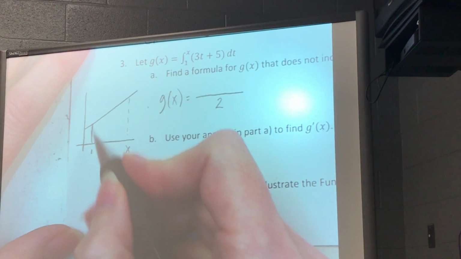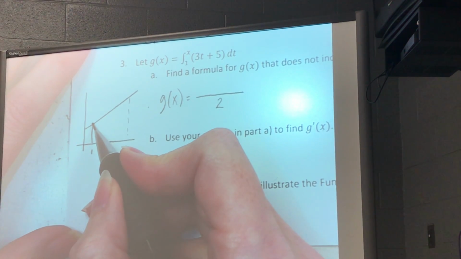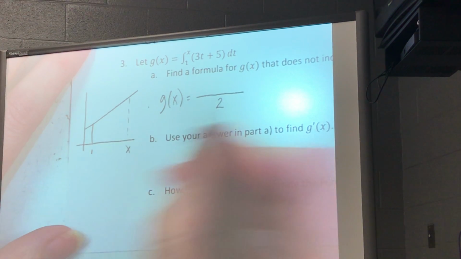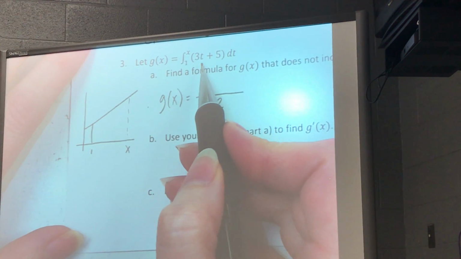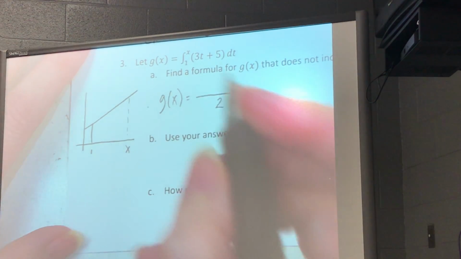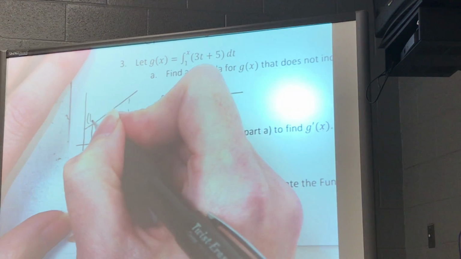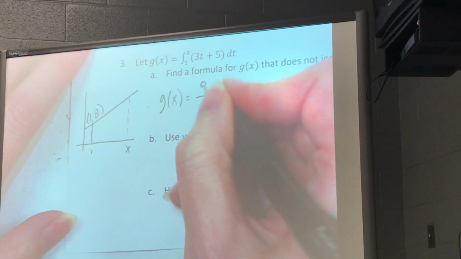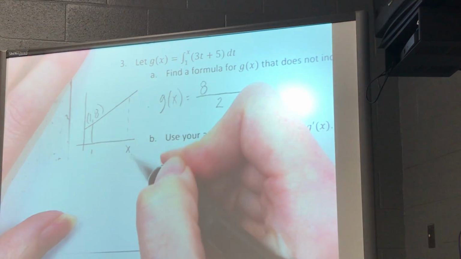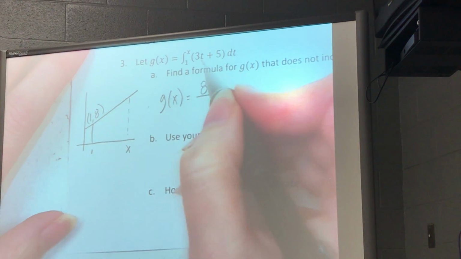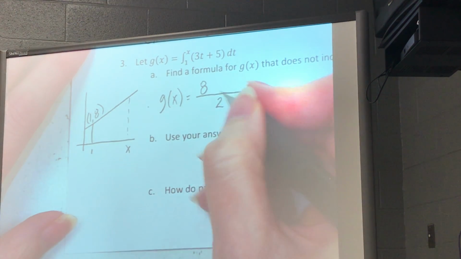So what is the height? What is this base? The length of this base when x is 1. It's 3 times 1 plus 5, 8. So I know that's 8. Just put 1 in. And then to find this height, we basically put x in. So that's going to be 3x plus 5.